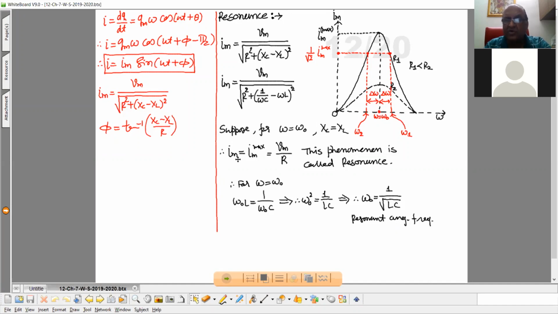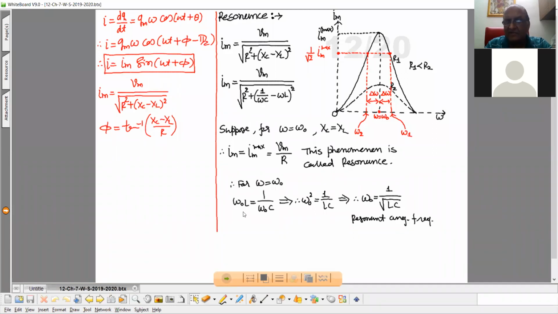So in that case, your Im will be Im maximum, and that is Vm by R. And when this happens, we can say the resonance takes place in the circuit. Or we can say this phenomenon of Im being maximum in the circuit is called resonance. Means when ω is equal to ω0, for that particular value of angular frequency, XC is equal to XL.